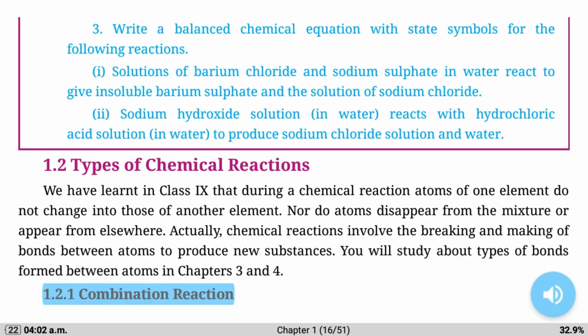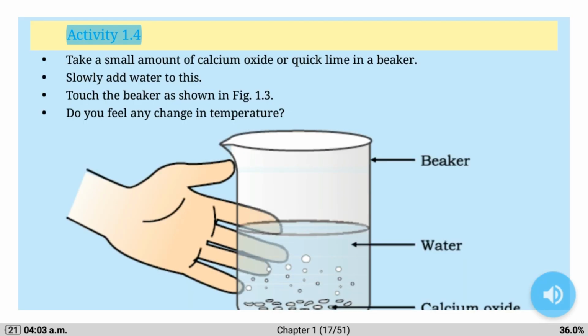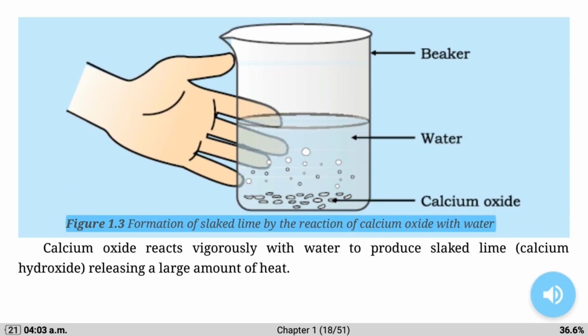1.2.1 Combination reaction. Activity 1.4. Take a small amount of calcium oxide or quicklime in a beaker. Slowly add water to this. Touch the beaker as shown in Fig. 1.3. Do you feel any change in temperature? Figure 1.3: Formation of slaked lime by the reaction of calcium oxide with water.